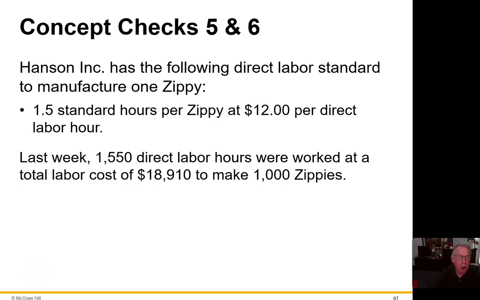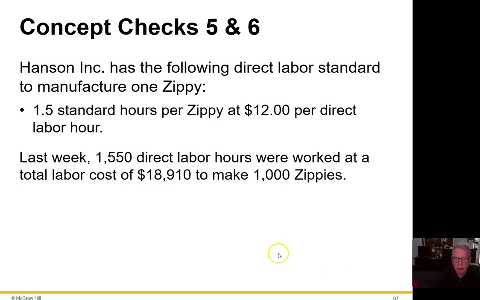Hi everybody, and welcome back to video number 4 in chapter 9. When we left off, we were looking at this labor example to manufacture one zippy. You may remember we have 1.5 standard hours per zippy at $12 per direct labor hour. And we used 1,550 direct labor hours that we actually worked at a total actual cost of $18,910 to make 1,000 zippies.